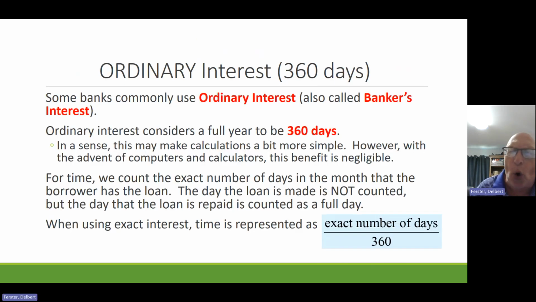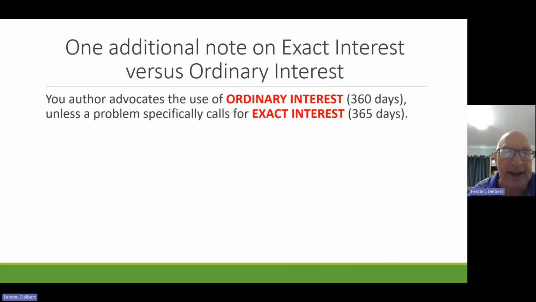Contrast exact interest with ordinary interest. At one time, I think this was more popular because before the advent of computers and calculators, it's probably easier to do the arithmetic with 360 as a denominator relative to 365. But that's the biggest change. So if you see ordinary interest, and your book does most of the daily calculations using ordinary interest, your denominator will be 360. Again, the challenge for us is to count the days. And as before, the day the loan is started doesn't count as a day, but the day that it ends does count as a day. All right, so there's your basic run, 360 for ordinary, 365 for exact.